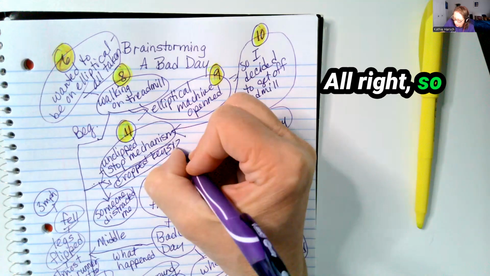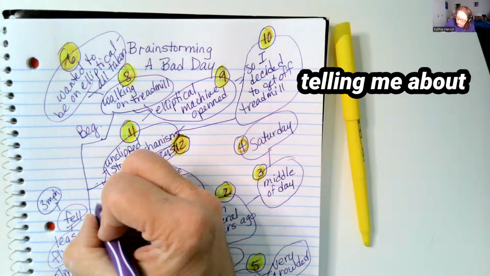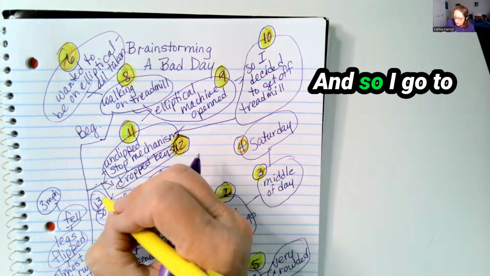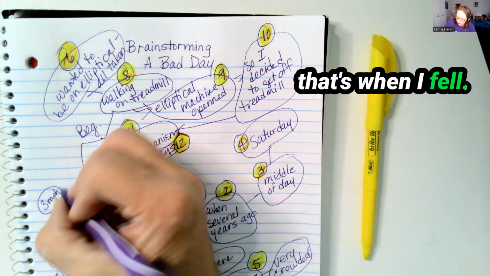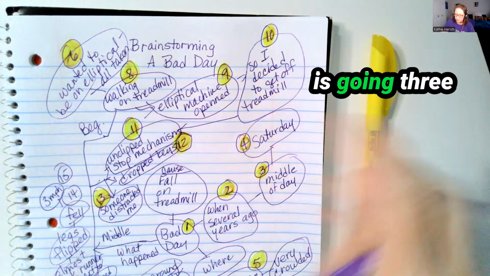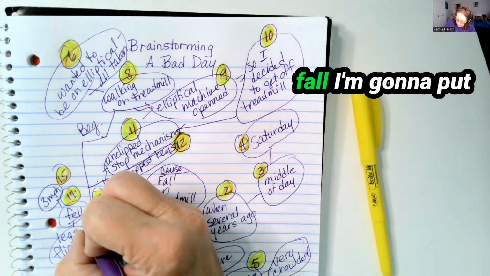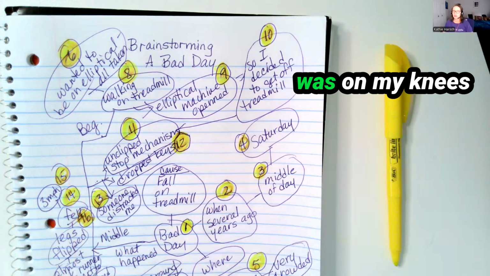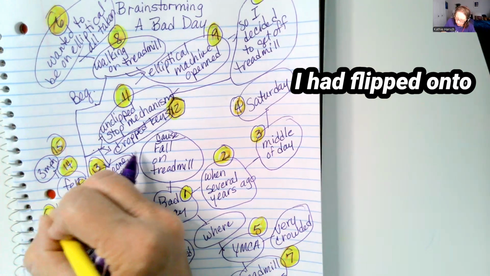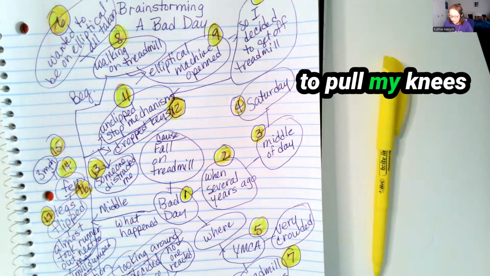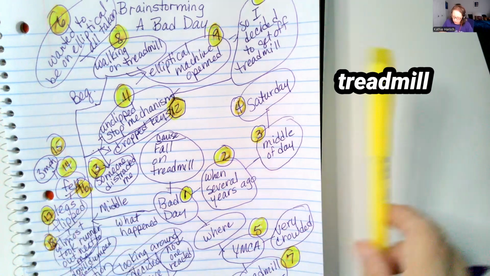All right, so 12 would be dropping the keys. And then someone distracted me by telling me about my dropped keys. And so I go to get off to go get the keys, and that's when I fell. And this machine is going 3 miles an hour. So, of course, the fall, I'm going to put all those other details like I was on my knees and I had to pull my knees in. I flipped onto my side and I had to pull my knees in because there was a runner right next to me.